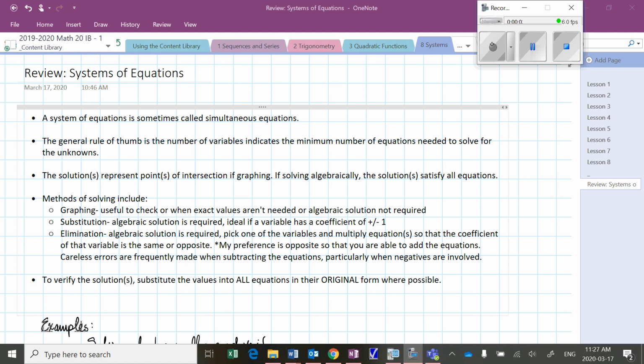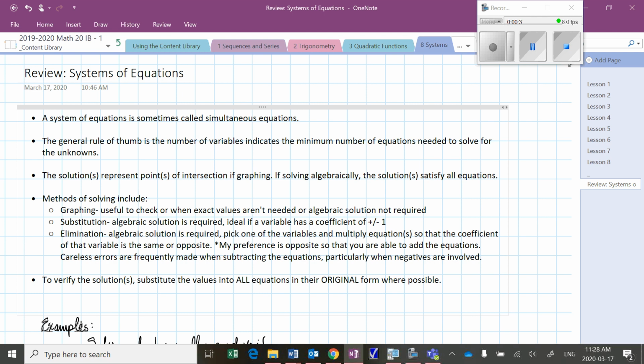Okay, just before we go into our first lesson on systems of equations, I wanted to do a little bit of review of our systems from last year. So, a system of equations, sometimes called simultaneous equations. And the general rule of thumb is the number of variables indicates the minimum number of equations needed to solve for those unknowns or to find a solution.